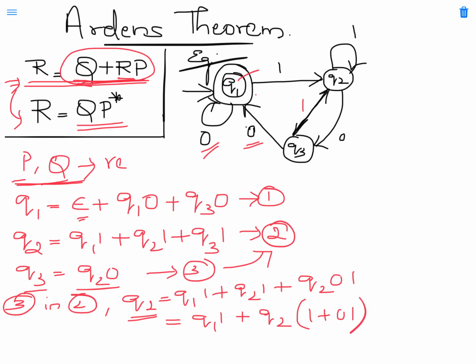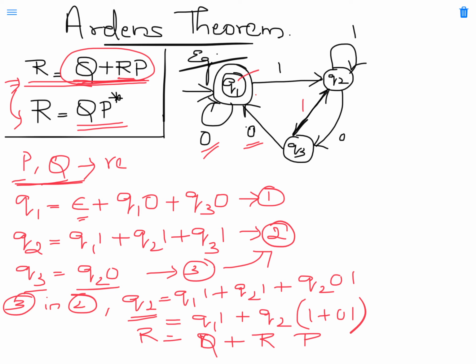Now by applying this theorem, it is of the form R is equal to Q plus RP. So Q1 will be Q plus R, Q2 is R, and P is 1 plus 0 1.